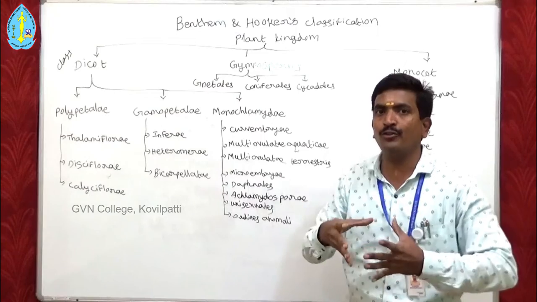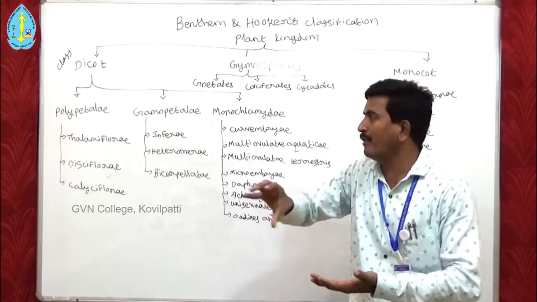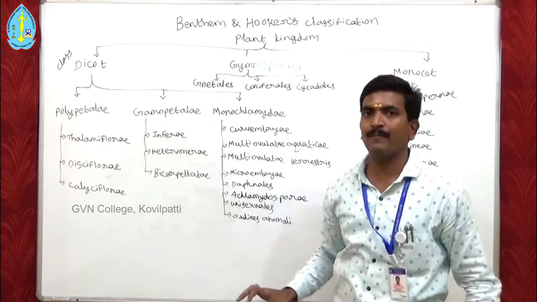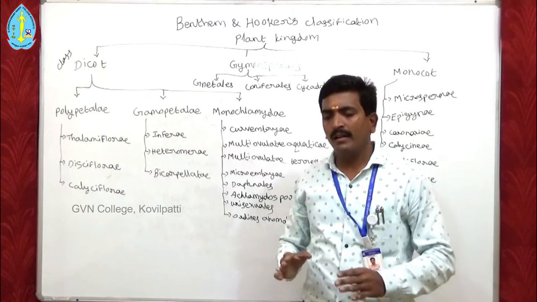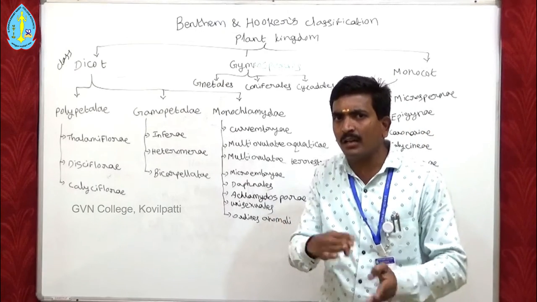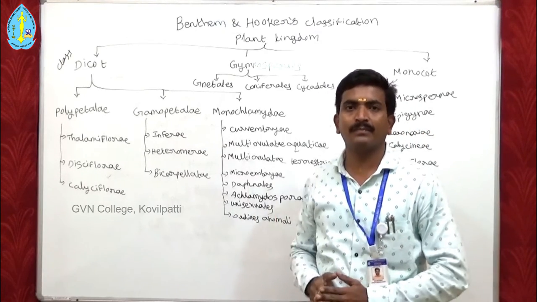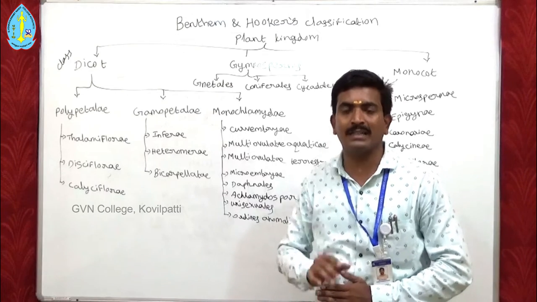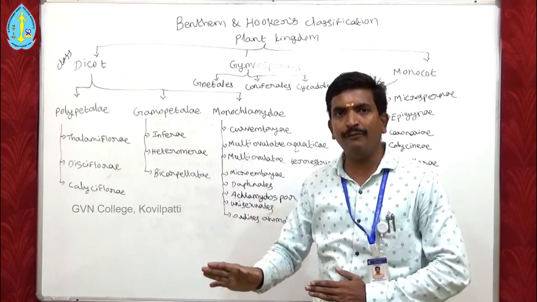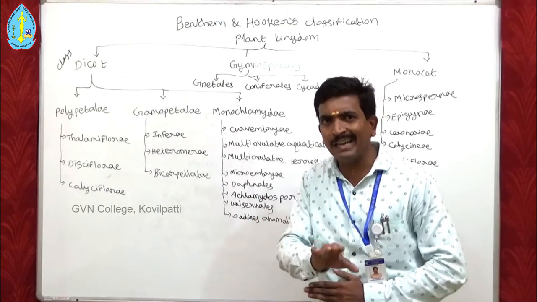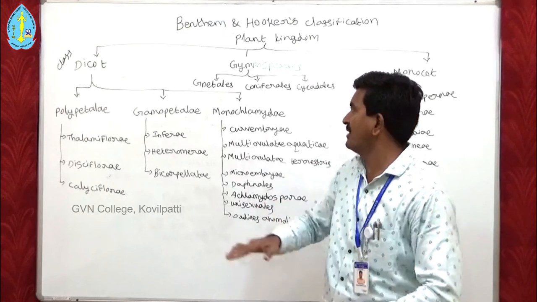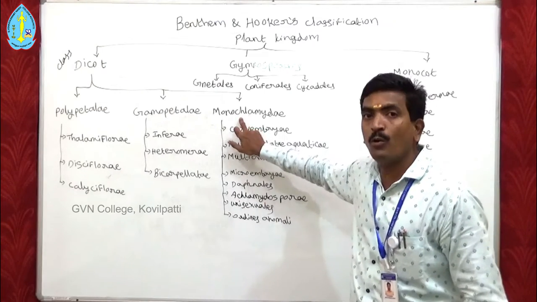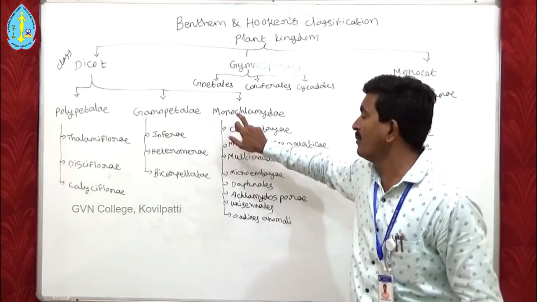If the corolla is fused, you put that plant into Gamopetalae. And in some plants, either the calyx or the corolla is present, or in a few cases, we cannot identify whether it is calyx or corolla. Those plants come under the subclass Monochlamydeae.